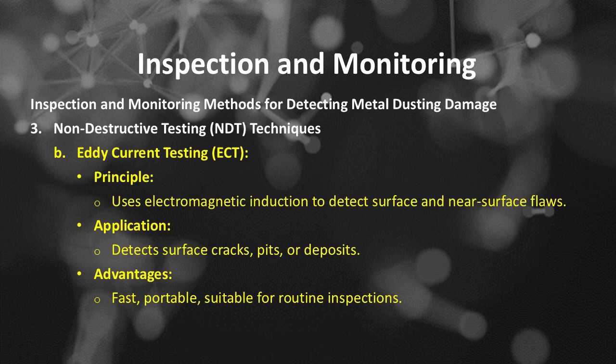Number B of NDT techniques is eddy current testing or ECT. The principle of ECT is that it uses electromagnetic induction to detect surface and near-surface flaws. Application of ECT is to detect surface cracks, pits, or deposits. Advantages of ECT are that it is fast, portable, and suitable for routine inspections.